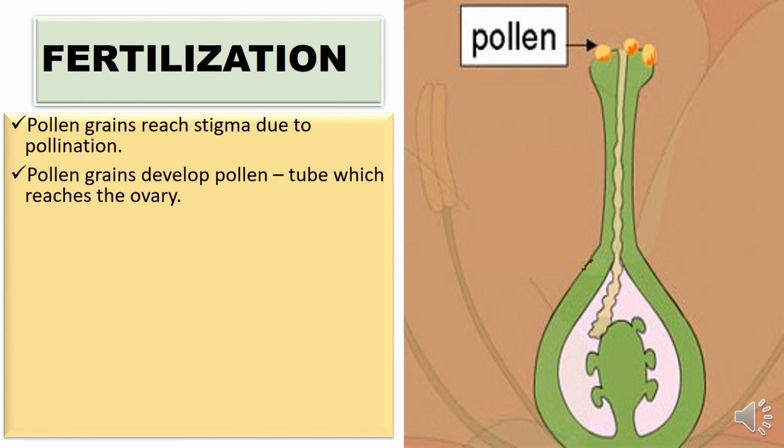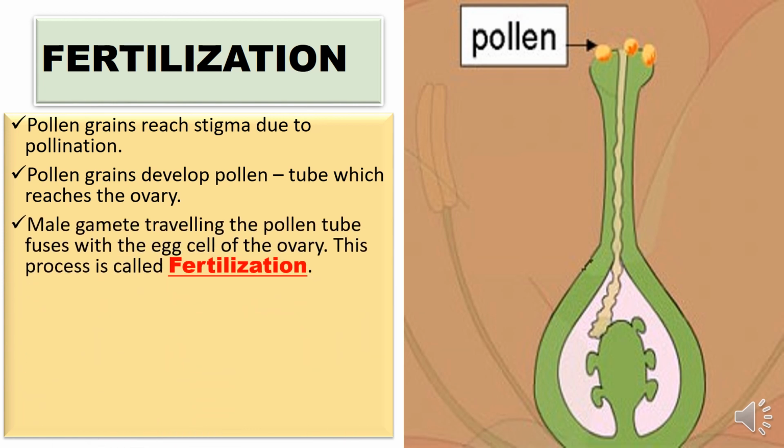Now, what happens as soon as the pollen is dropped on the stigma? The pollen grain develops a pollen tube which reaches the ovary. You can see the picture. As soon as the pollen is dropped on the stigma, it develops a tube-like structure which goes to the ovary of the female part. Now, the male gametes travel in the pollen tube and fuse with the egg cell of the ovary. Fuses means meets the egg cell of the ovary. This process is called fertilization.